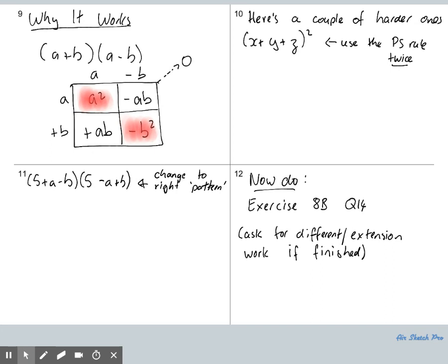Because you've got a plus b plus a minus b. But this one doesn't have a minus. That doesn't work. I get that one, the perfect square, the difference between them.